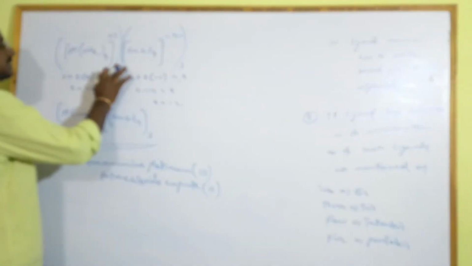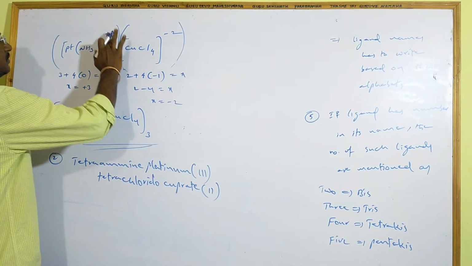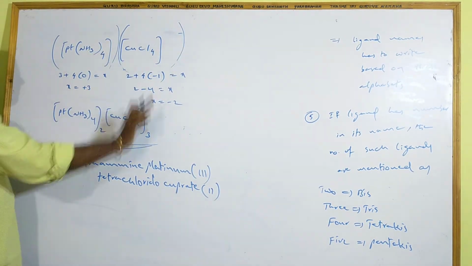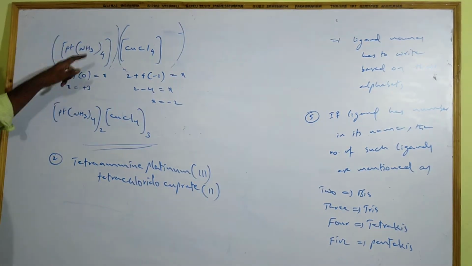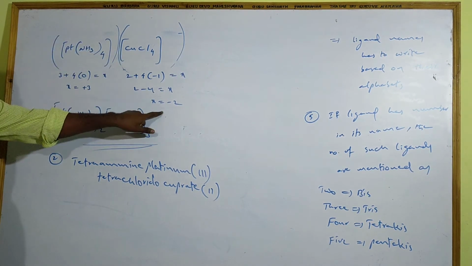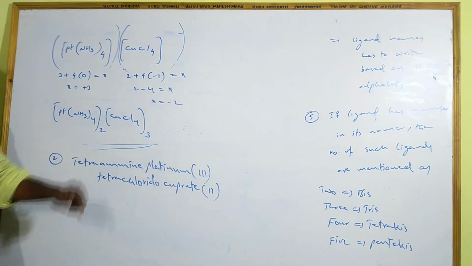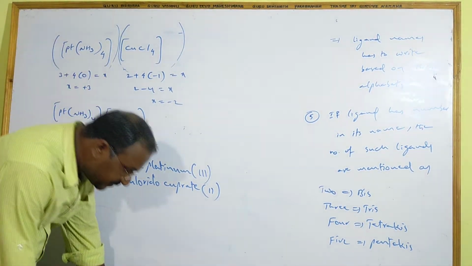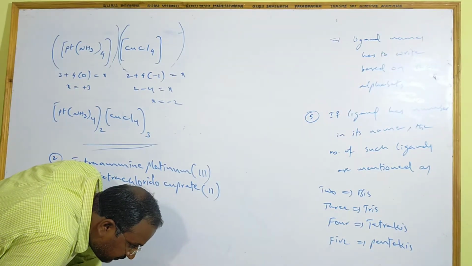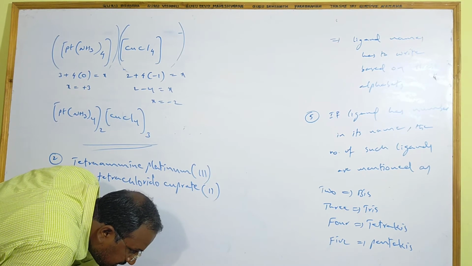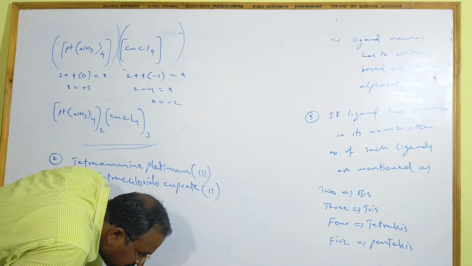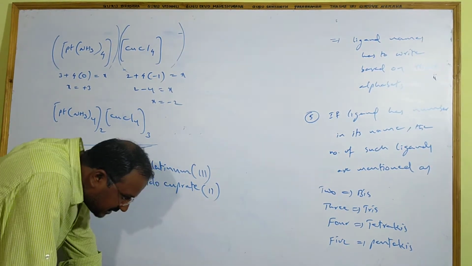If I write only this thing, it is wrong. Its charge is plus 3, its charge is -2. To make the charge balance, I am multiplying this with 2 and this with 3. Take it twice. Let me check. Tetraammine, CuCl4.